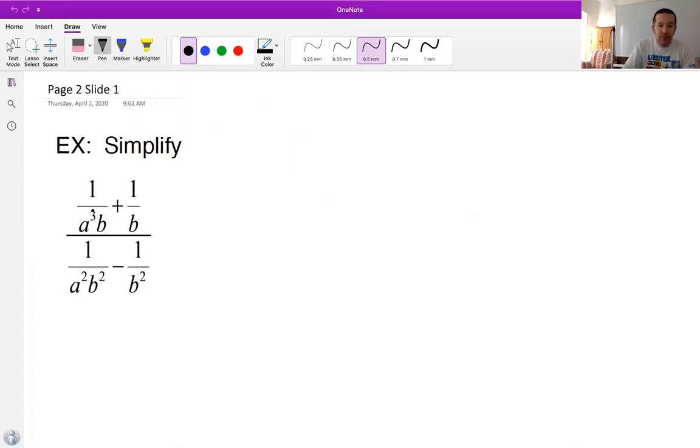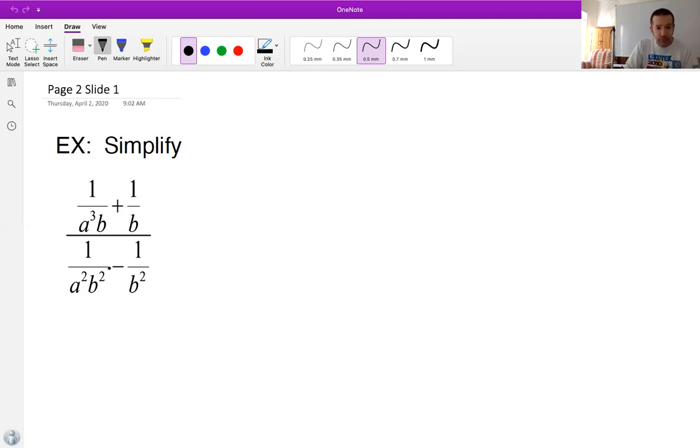So this is our first example without numbers. You can see it's a complex fraction. There's something plus something on top and something minus something on the bottom. The adding and subtracting doesn't really make any difference. Just know that this is a complex fraction because it's got fractions in fractions.